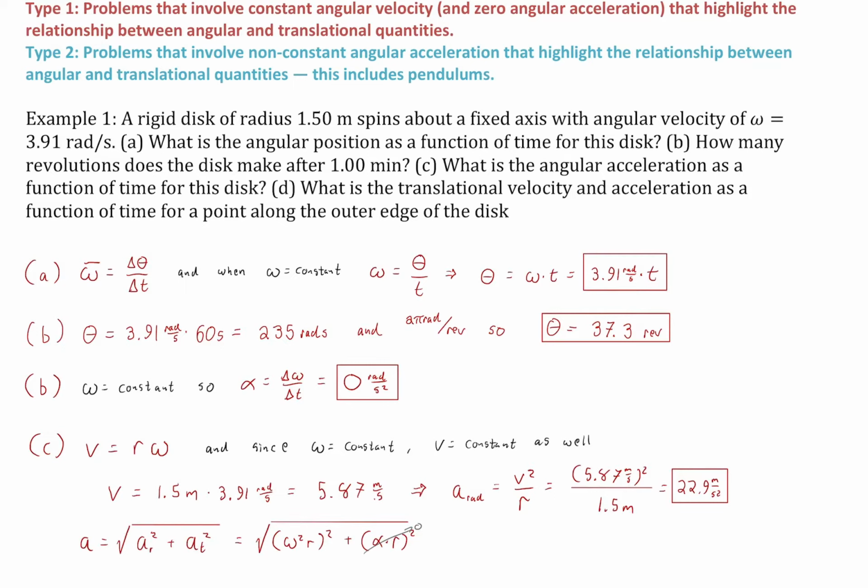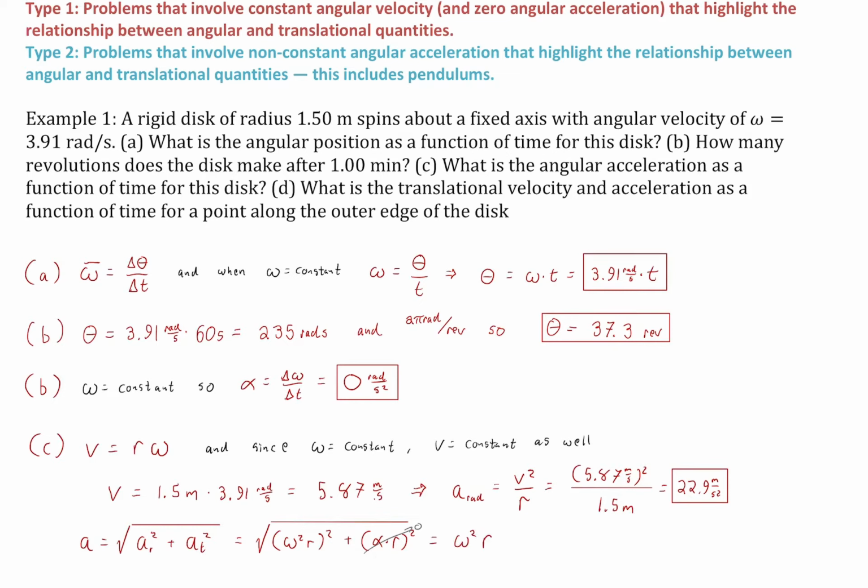Then we're going to go on and define the total translational acceleration using that idea that it is the hypotenuse of a triangle with two components. Well, the tangential component, we know tangential translational acceleration is just alpha times r. Well, alpha is 0, so that whole term just zeroes out.